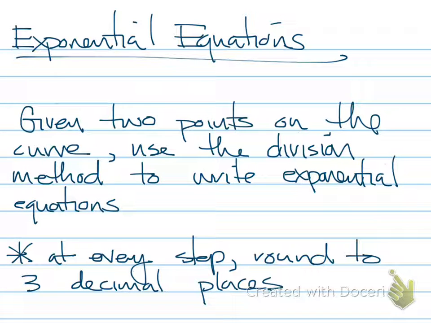In this lesson, we're going to be looking at writing exponential equations given 2 points. So given 2 points on the curve of the exponential equation, we can use the division method to write exponential equations. Keep in mind at every step where you end up with a decimal in any of the intermediate steps, be sure to round each one of those decimals to 3 decimal places.